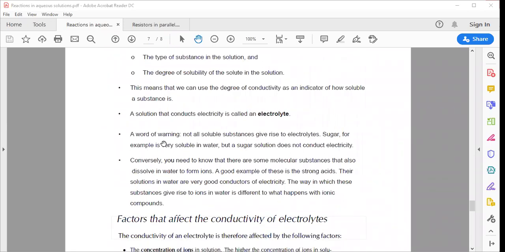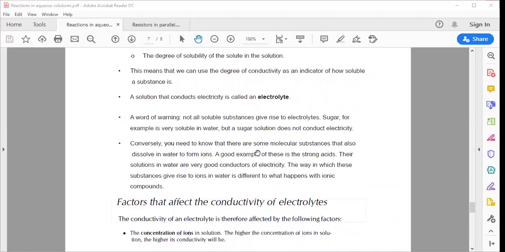Then a word of warning here: not all soluble substances give rise to electrolytes. An example is sugar. Sugar is soluble in water, but sugar is not a conductor of electricity. Why? Because sugar is a molecular substance. It comes as a result of covalent bonding, not ionic bonding. So therefore, there are no free ions, no cations and anions, in sugar. So even if it dissolves in water, there are no ions present, so sugar won't conduct electricity, because there are no charged particles in the solution.